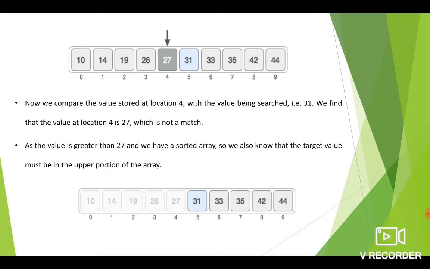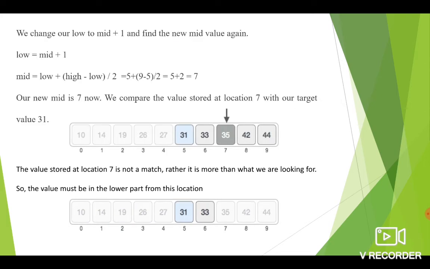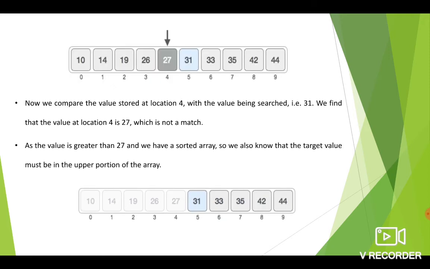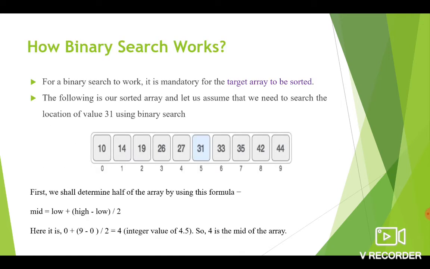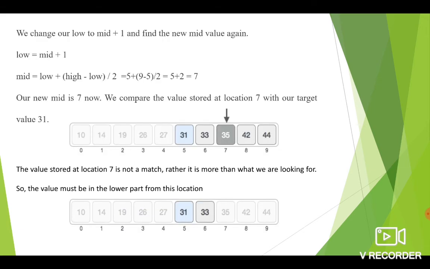To make this search, you have to make the low value as mid plus 1. And again you have to find the middle value. What is the formula for the middle value? It is low plus (high minus low) by 2. Now the low value is changed. It is mid plus 1. Previously the middle value was 4, so it is now 5. 4 plus 1 is 5, plus the high value, no change, 9, minus 5, by 2. So we get the middle element as 7. So 7 is the new middle index.